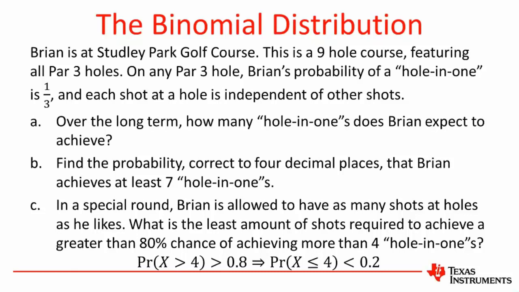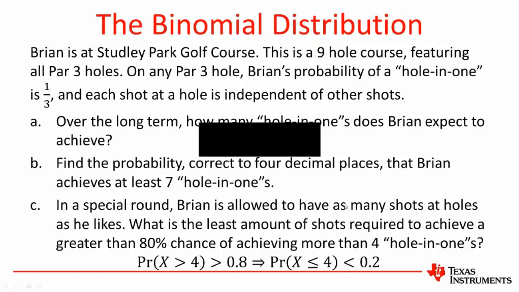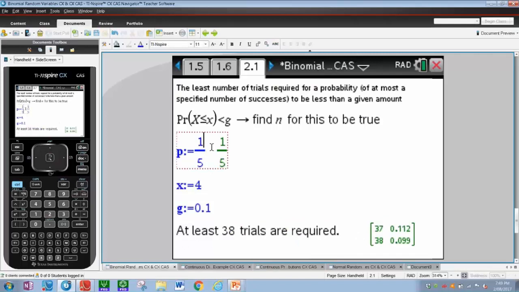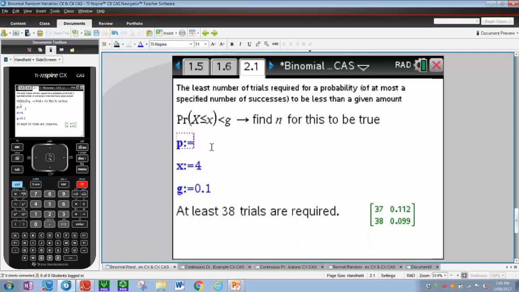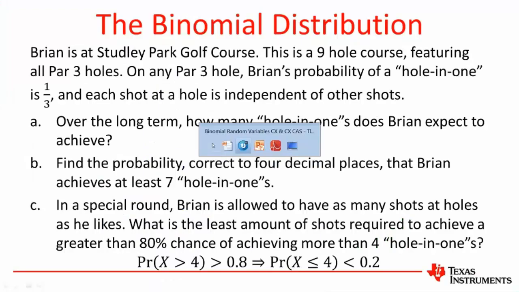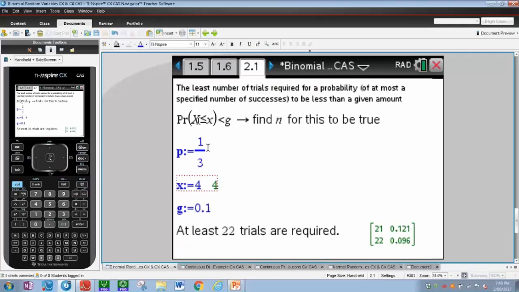I just realized that that probably should have been a less than or equal to. So that's a little mistake that I made. Sorry about that. So going back to the actual file over there, we know that the probability of our particular success is 1/3. We want at most 4. So you can see P(X less than or equal to x).